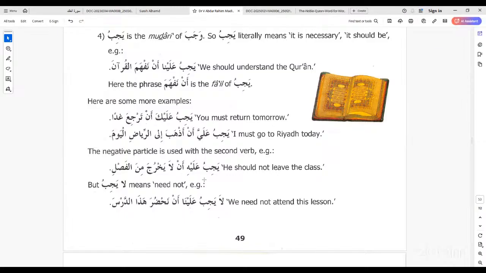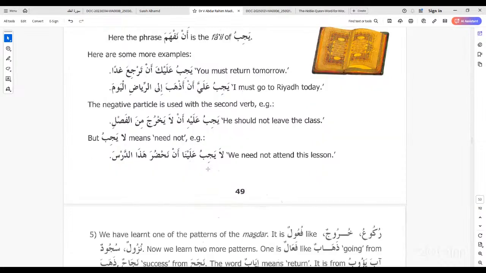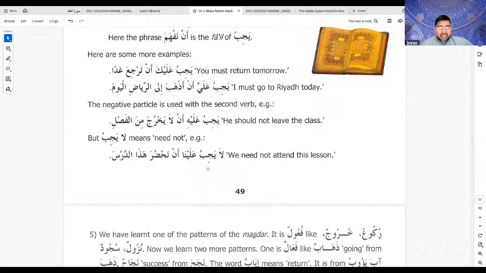If you look at the next one now, the negative particle is used with the second verb. For example, يجب عليه أن لا تخرج من الفصل. He should not leave the class. So it's alayhi, and he is referring to anta, ana, nahnu, or huwa? Huwa, correct. That's the reason why it is not la takhruja, it is la yakhruja. We're referring to huwa, which is alayhi. He should not leave the class. Excellent.